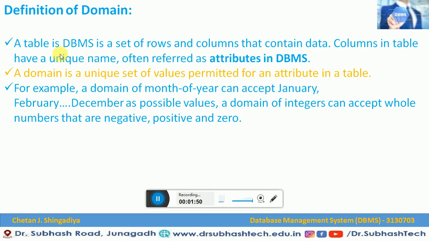So we have to make sure that whenever we are talking about the domain, it should represent the valid set of unique values. For example, a domain of month of year can accept January, February and so on till December as possible values. Similarly, the domain of integer can accept whole numbers that are negative, positive and 0. So this is the simple understanding of domain.